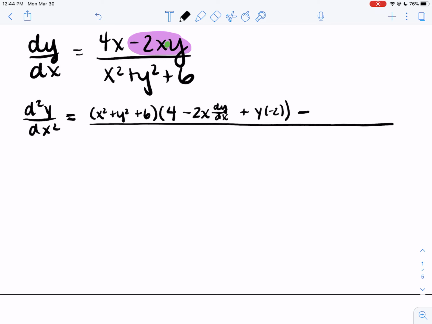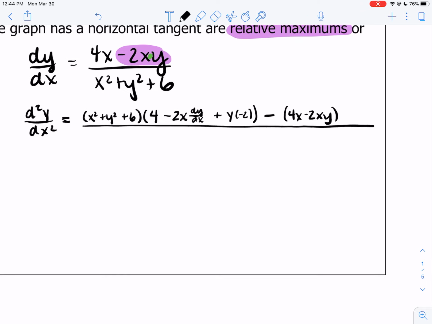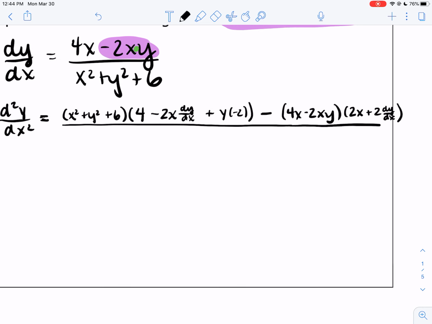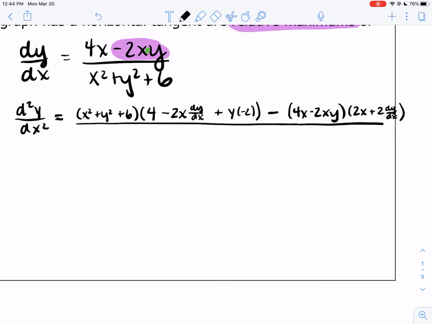Minus, I know guys, bear with me, the top, or high, that's 4x minus 2xy, times the derivative of your bottom. The derivative of the bottom here is going to be 2x plus 2y dy/dx, and then plus 0, because the derivative of 6 would be 0, since it's a constant. Recall that this is all over low squared. So that's x squared plus y squared plus 6, squared.